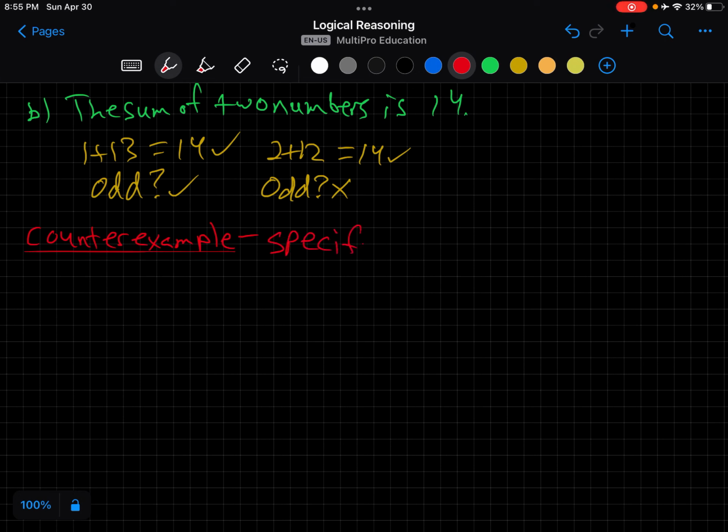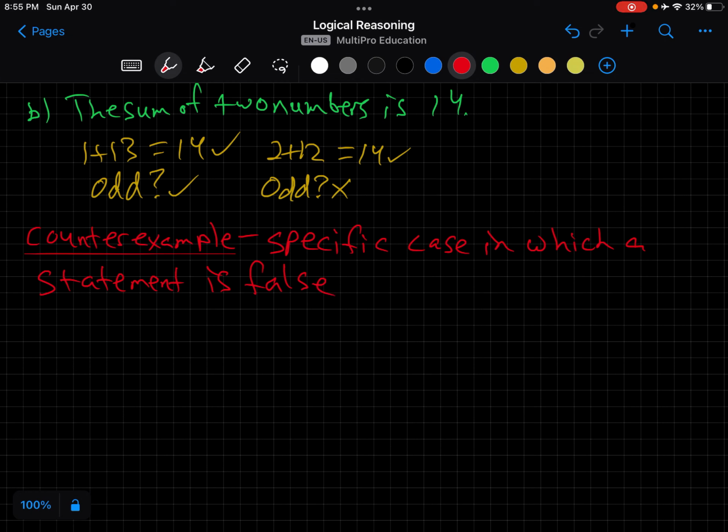A counterexample is a specific case in which a statement is false. So right here we found a case when it is false, right? In this case it was true, but in this case it was not true.